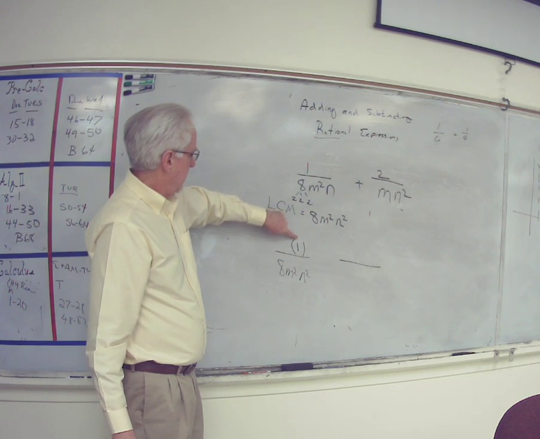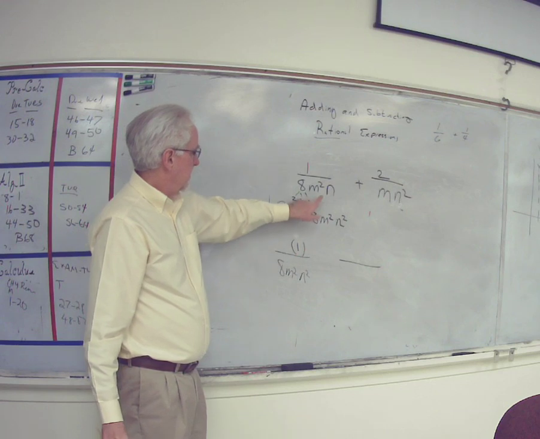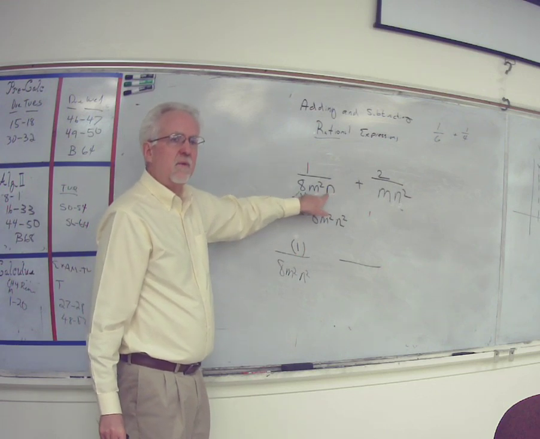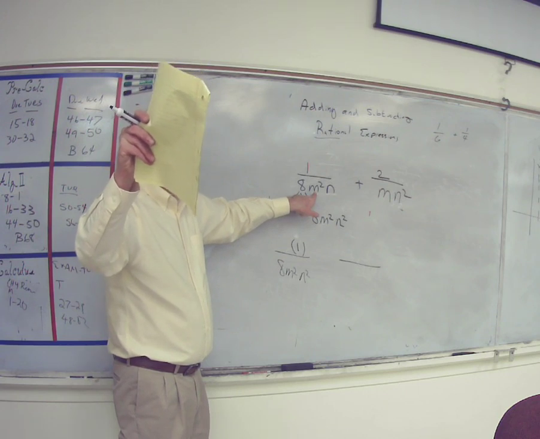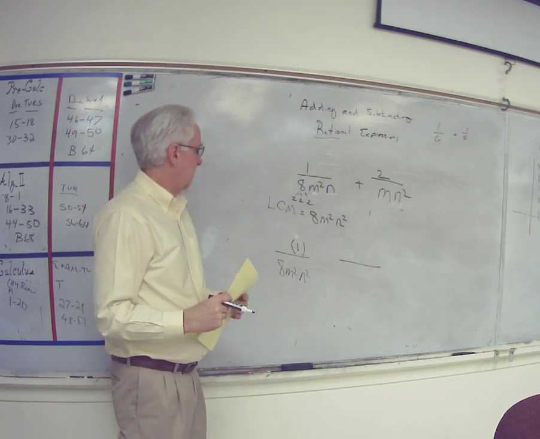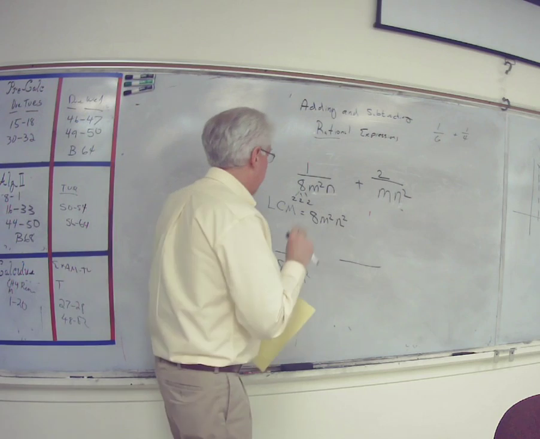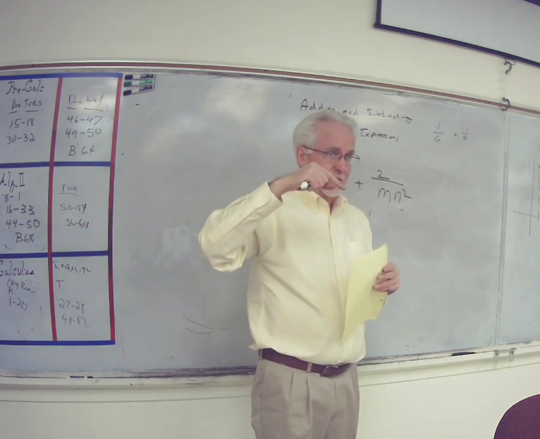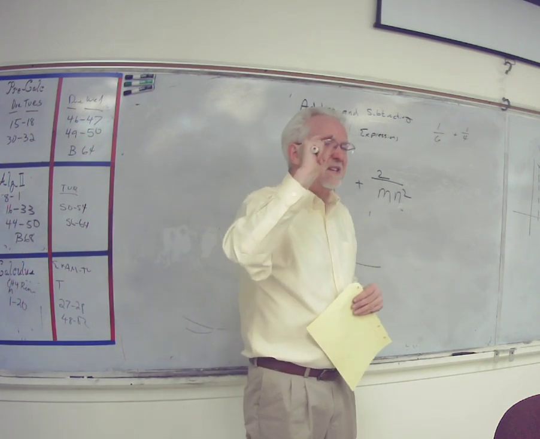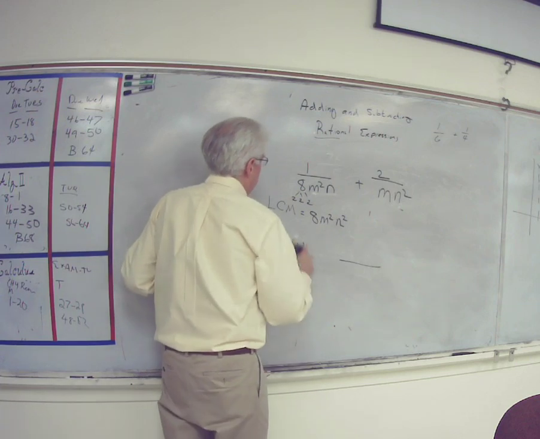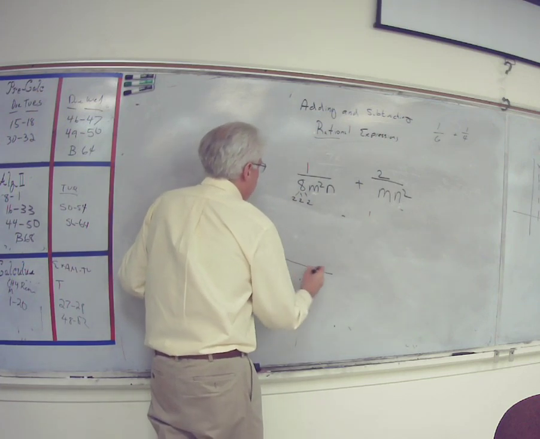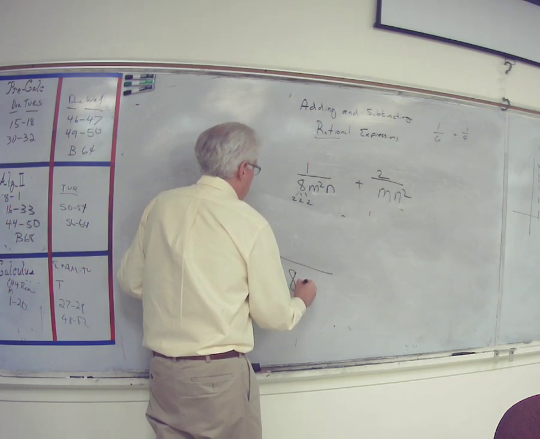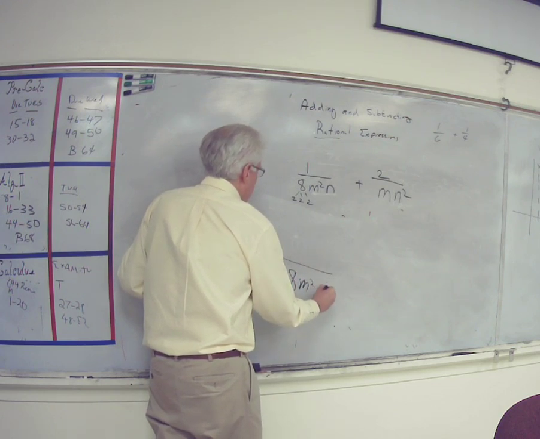8m squared, n squared. M squared n squared? It wouldn't be just by n. What did I start with? Just n. Just what? 8m squared n. Okay, good, Josie, because I want to make sure you understand this, and that's why I call on you, because you don't quite understand it. So the least common multiple is 8m squared n squared.